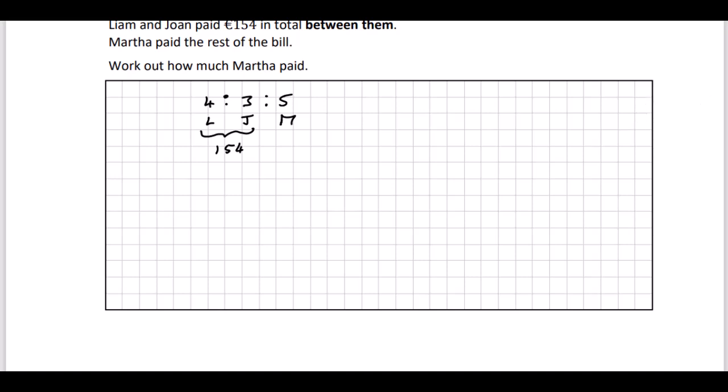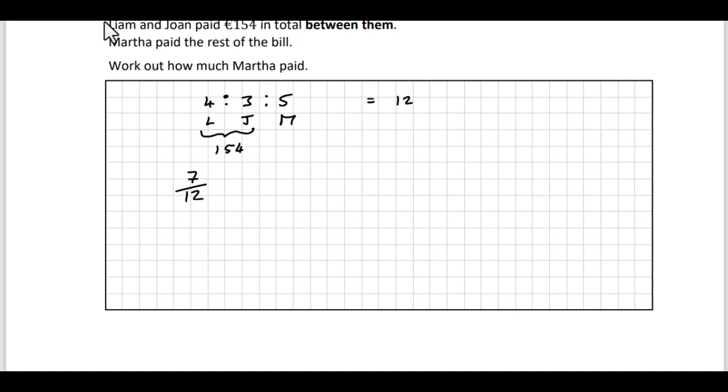Okay, so what we need to do here first with ratios, you just add up these three numbers here. So it's 5, 6, 7, 8, 9, 10, 11, 12. So you add them up, you get 12. So really, Liam and Joan have paid 4 plus 3, which is 7, out of the 12 parts of the bill. So you add these two up here. Let's just work that out.